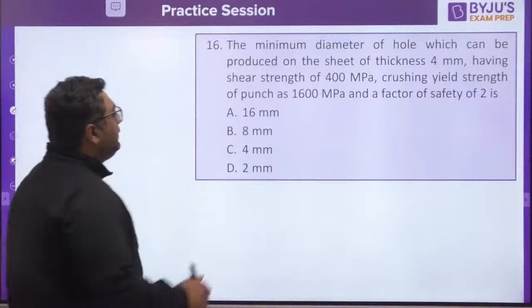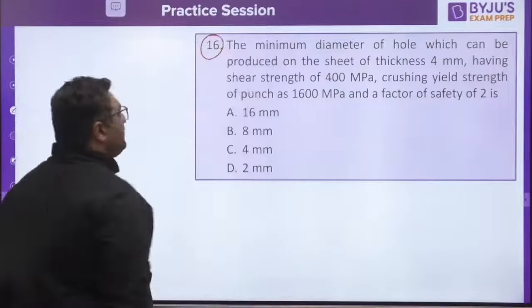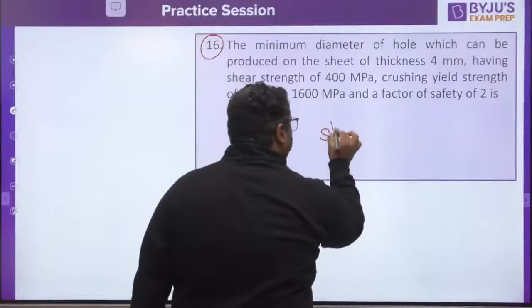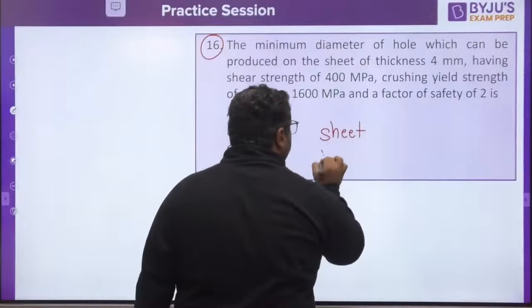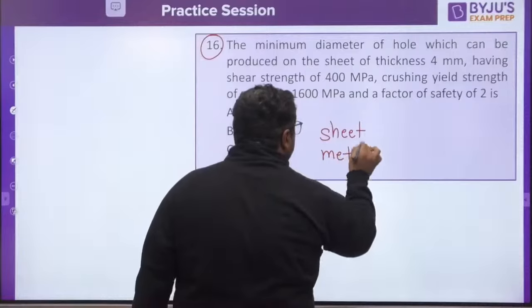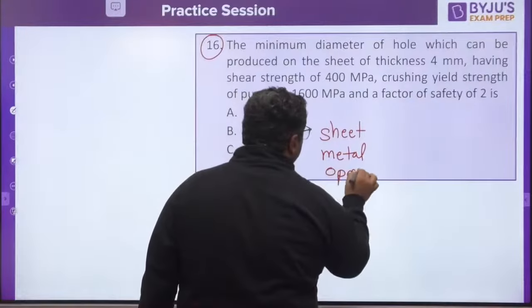Question number 16. This is from sheet metal operation now, because yesterday we have not covered sheet metal operation. So this is from sheet metal operation.